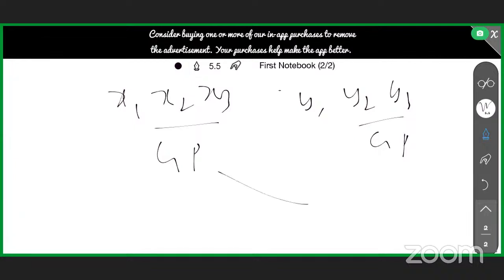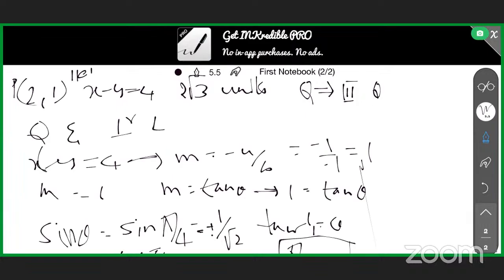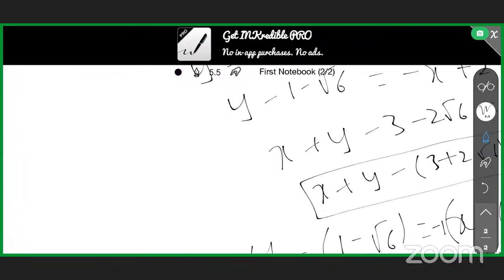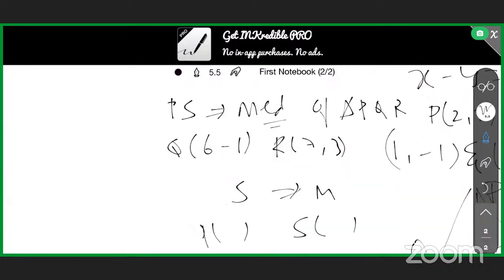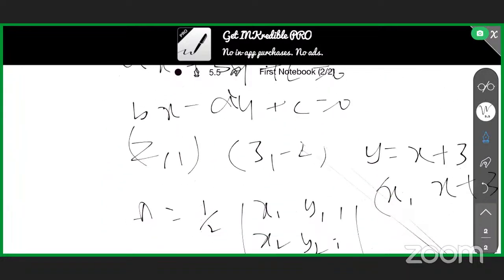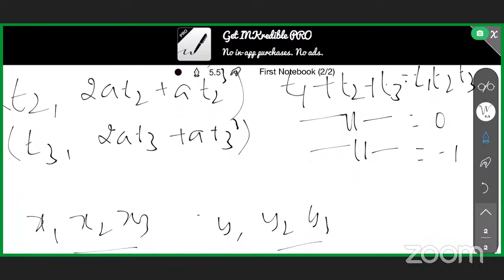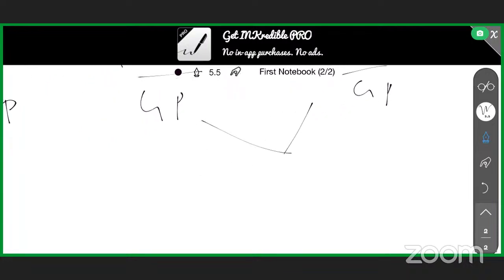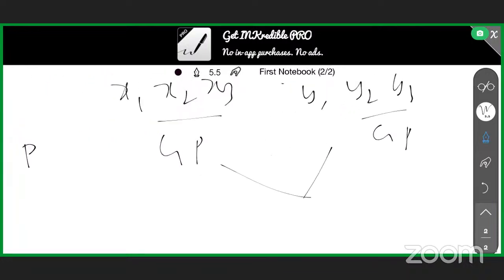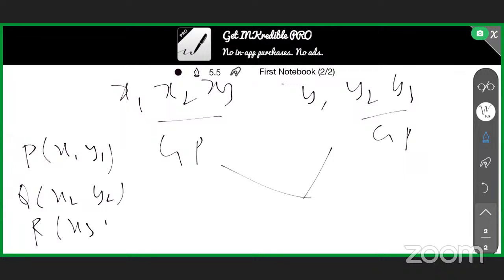Both have got the same common ratio. Then the points P, X1, Y1; Q, X2, Y2; R, X3, Y3.